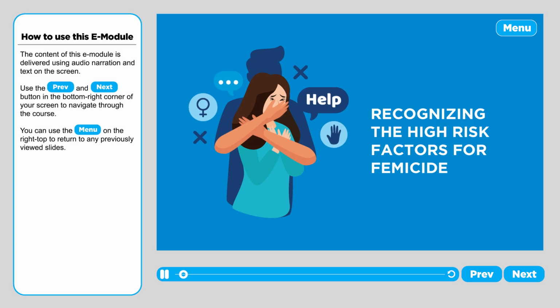The content of this e-module is delivered using audio narration and text on the screen. Use the previous and next button in the bottom right corner of your screen to navigate through the course. You can use the menu on the right top to return to any previously viewed slides.